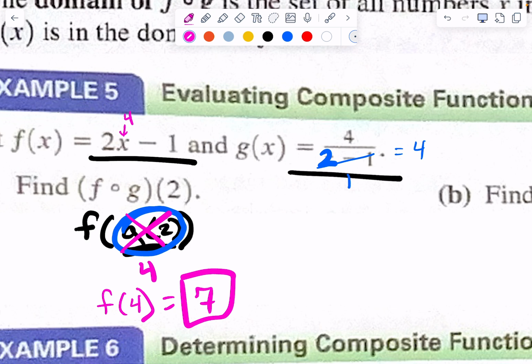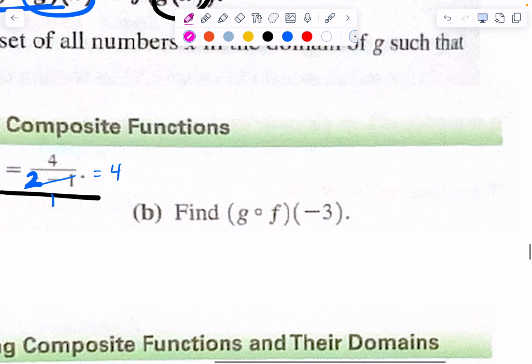Yep. So I plug 2 in first to my inside function. I'm working from the inside out, right? 2 into my first function, then I plug that into the outside function, okay? All right, same thing with B. Now I'm plugging 3 in, but where do you plug 3 in first?